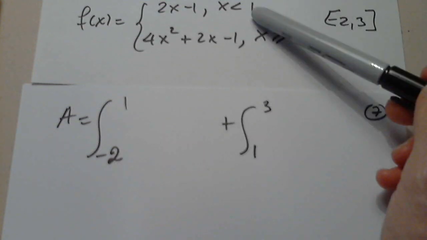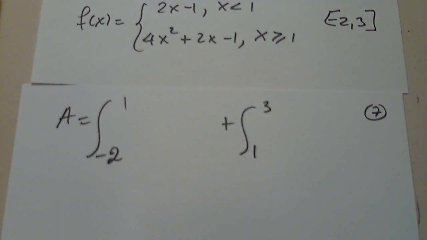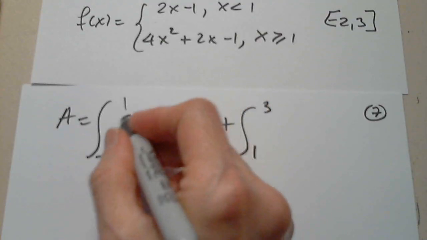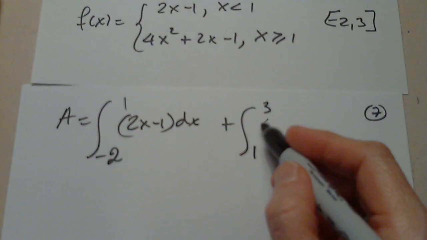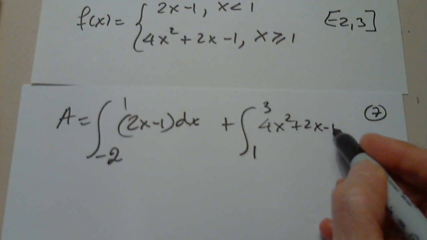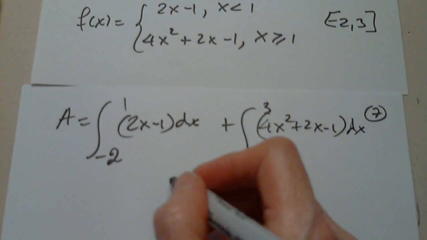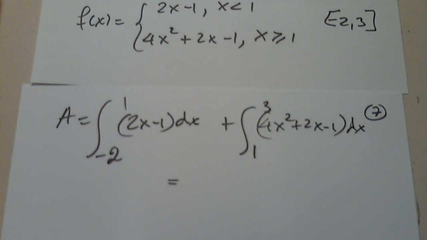Between negative 2 and 1 from this function dx. And of course, the other one from 1 to 3 is from this function, 4x squared plus 2x minus 1 dx. All you have to do is calculate those and add them up. This is one of the properties of the definite integral. We can split the definite integral as long as the function is continuous, of course, we know that, and create two integrals and sum them up.